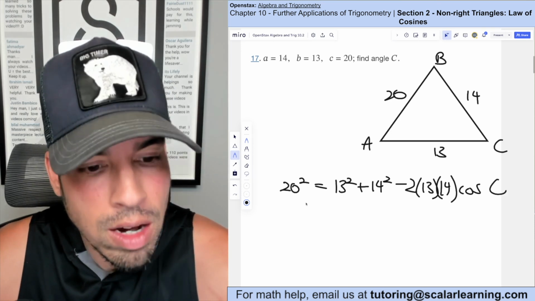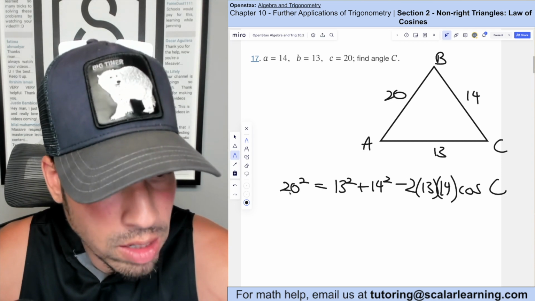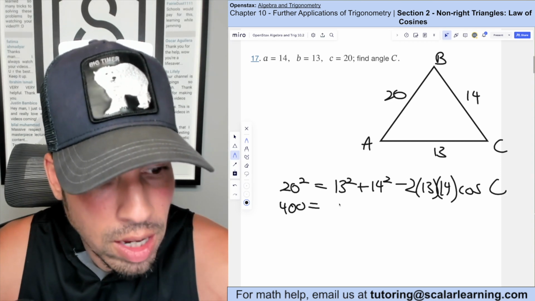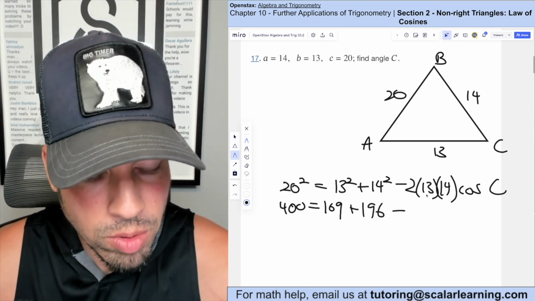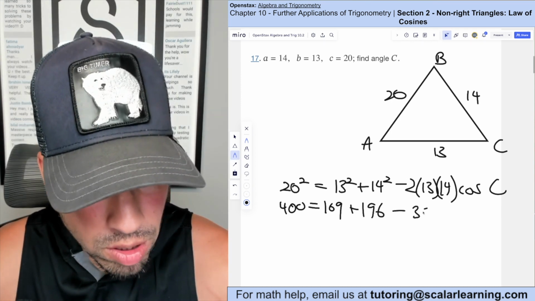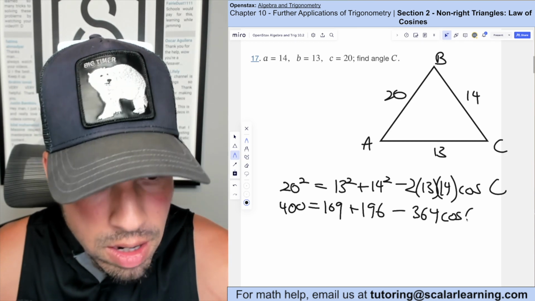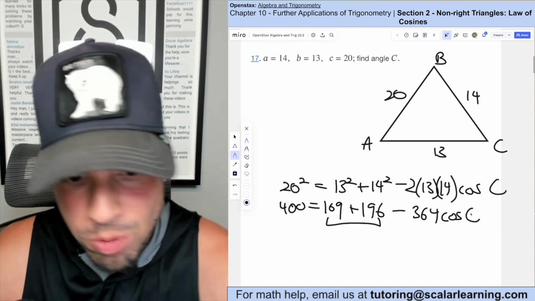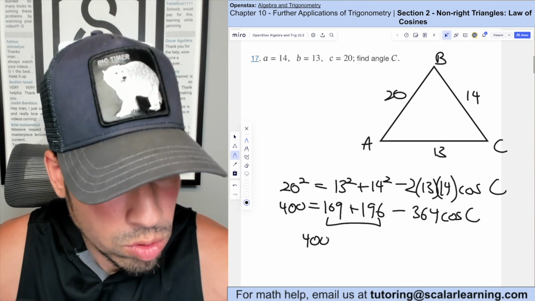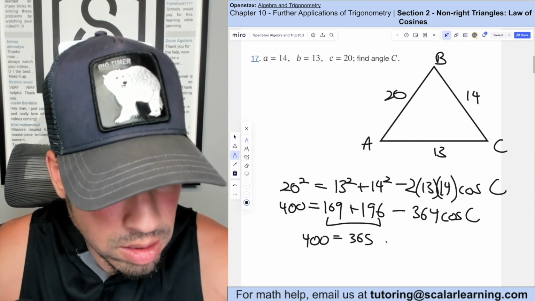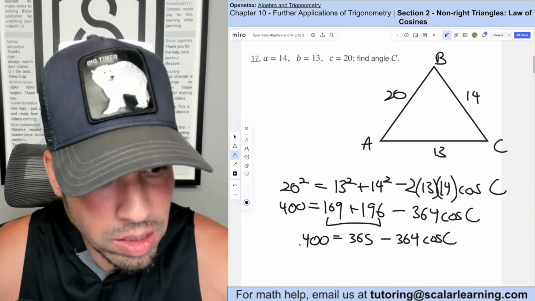All right, now we can start to solve. So we got 20 squared is 400. That's 169, and that's 196. And then 2 times 13 times 14 is 364. Okay, now we're going to add these together. We're just basically isolating and solving for C. So we're going to add these together, and that equals 365. Then we're going to subtract 365 from both sides.